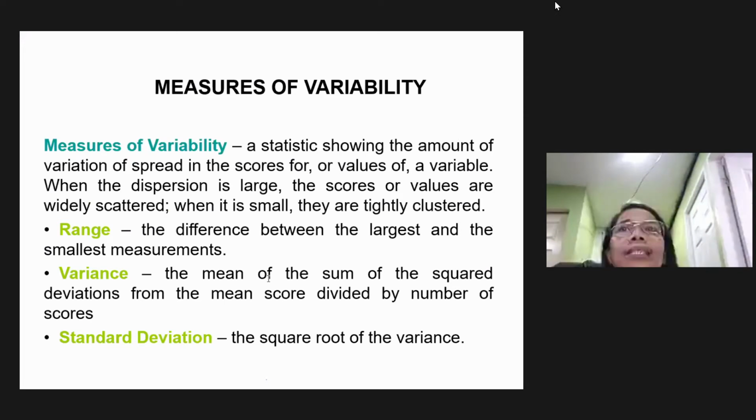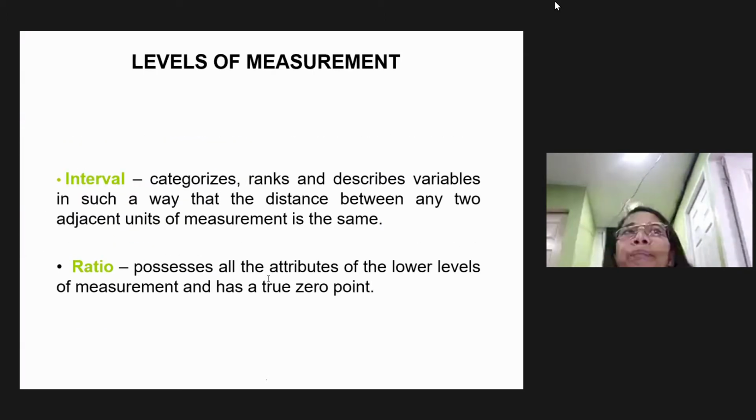Or variance, the mean of the deviations from the mean score, divided by the number of scores. And the other one is standard deviation, the square root of the variance. So the mean of the sum of the squared deviations from the mean score divided by the number. So that's a formula. Now, you just convert it into a formula. Of the measures of variability, the easiest is the range, right? The smallest number to the highest number. So that would be the range of the measurement.